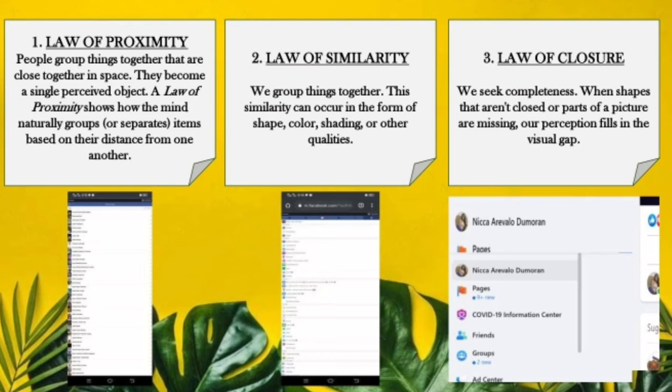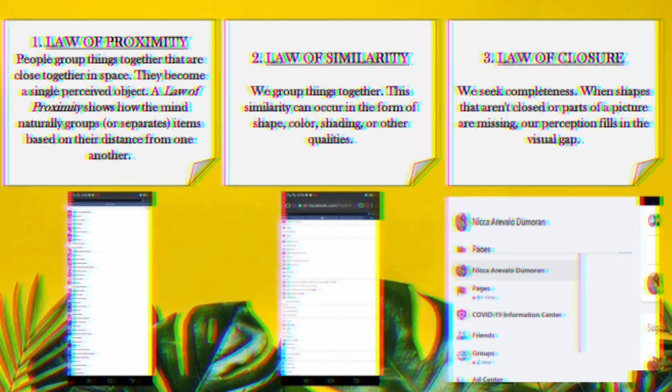The law of closure is one of the Gestalt design laws. Usually, if there is a break in the object, we perceive the object as continuing in a smooth pattern. For example, in the picture below, we tend to see some kind of shape which separates it. We like to see as simple a figure as possible. To put it simply, we see completeness. When shapes aren't closed or parts of a picture are missing, our perception fills in the visual gap, and that is what we call the law of closure.